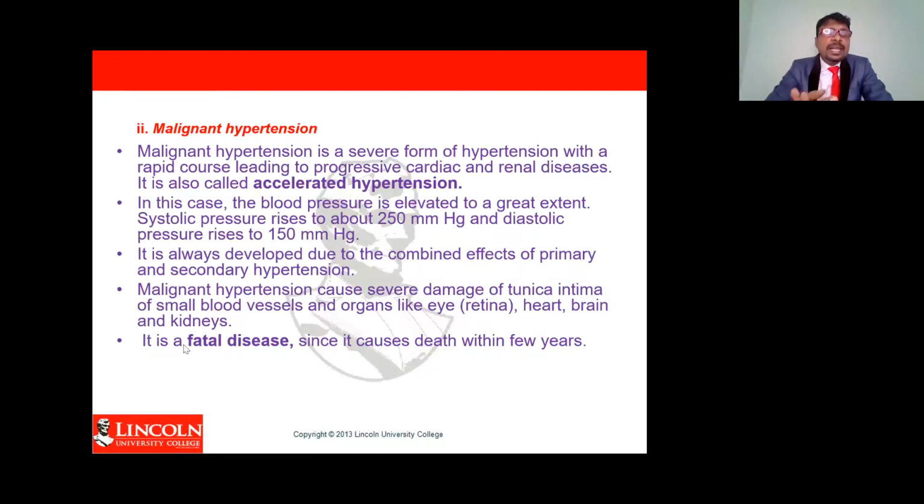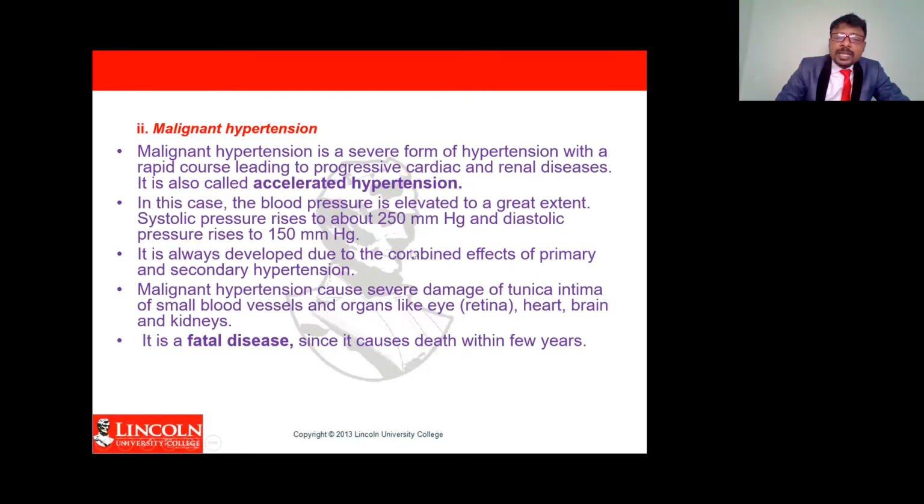Next is malignant hypertension. Malignant hypertension is a fatal type of hypertension. That means the person gets a severe range of hypertension. The blood pressure is high and accelerated. Because of these conditions, it progressively affects the heart and also causes renal diseases.